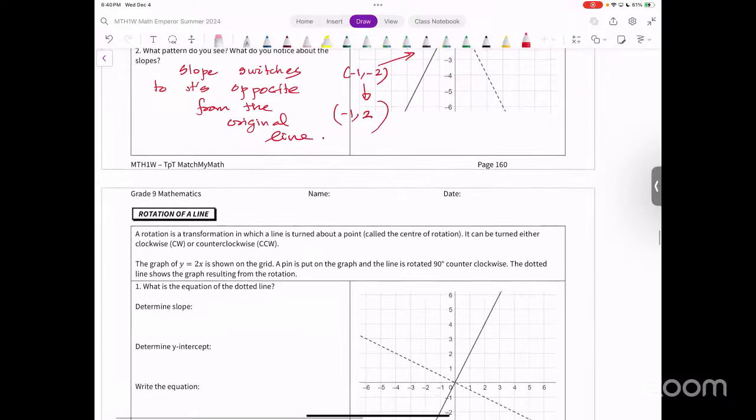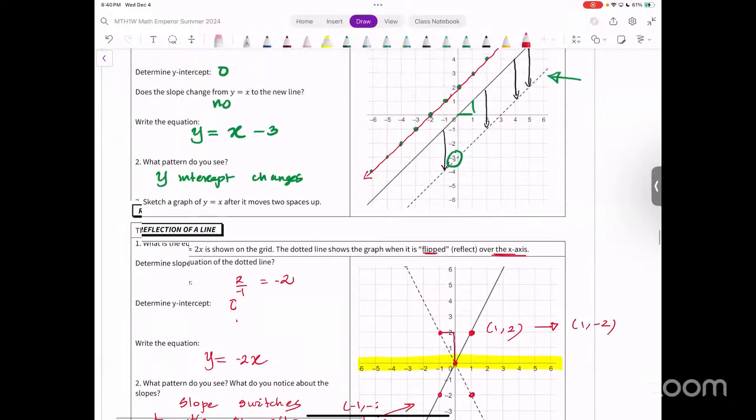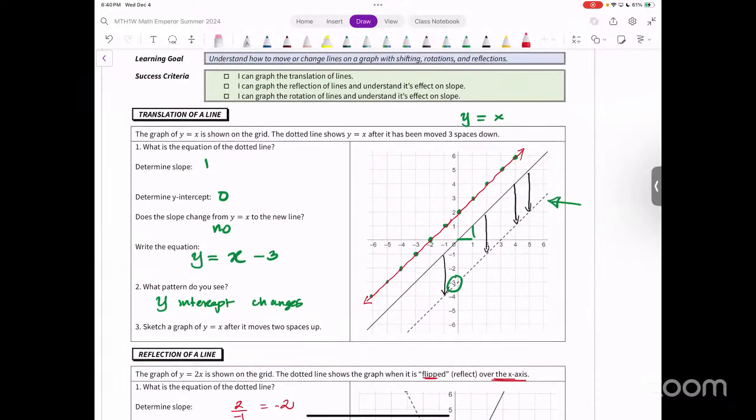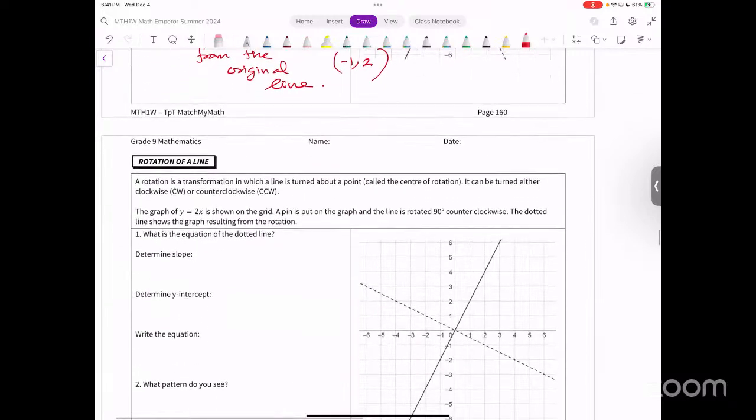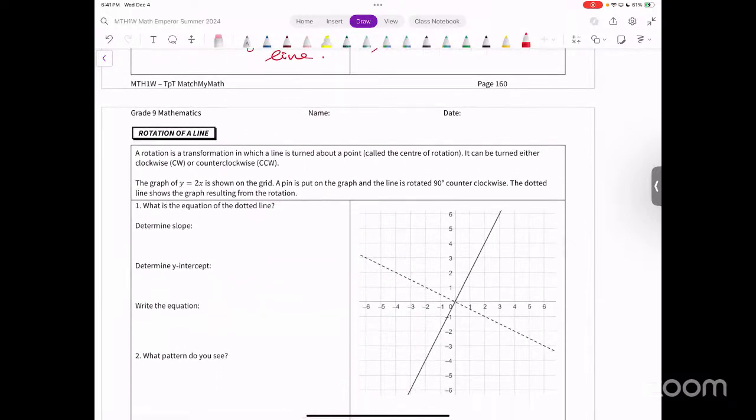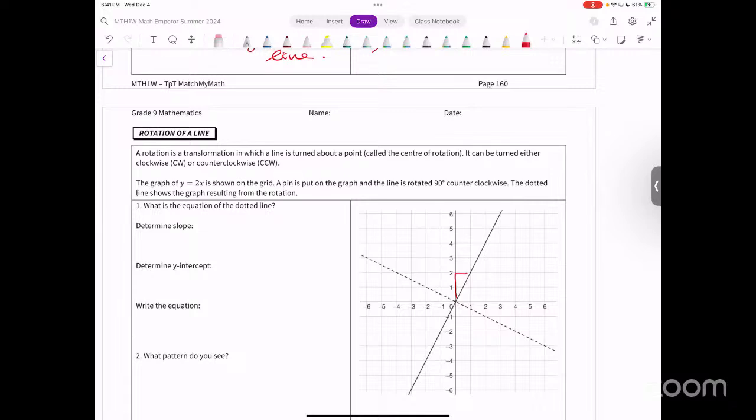All right. So now we're going to go back to what we see first, we say vertically moving. Vertically moving affects my y-intercept. Then we are reflecting on the x-axis. That's affecting my slope. Simply it's negative. The next transformation is going to be rotation of a line. A rotation is a transformation in which the line turns about a point called the center of rotation, and can be turned either clockwise or counterclockwise. So you have y is equal to 2x because that is rise and this is run. So this is y is equal to 2x.